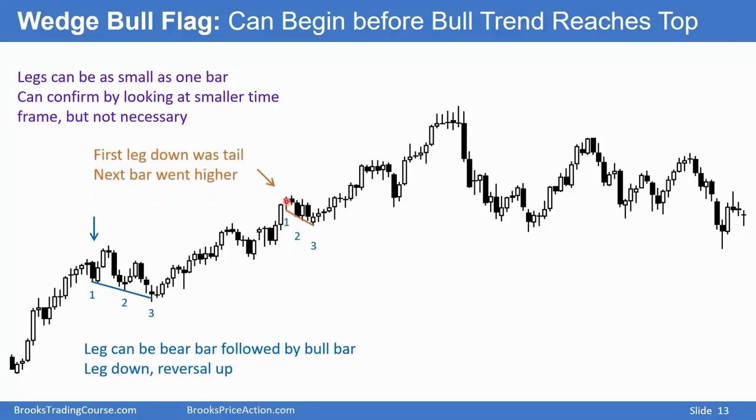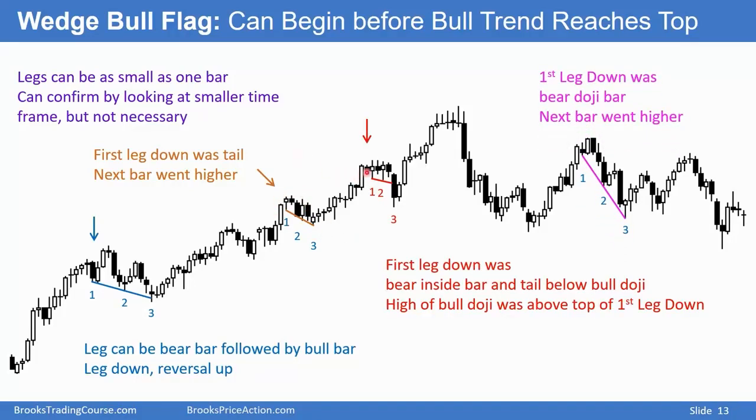Here, we have a tail. The market traded down and traded up. On a smaller time frame chart, that is a small leg 1. We have a bear bar followed by a bull bar. This is a leg 2. We have a bear bar followed by a bull bar. That means it's a third reversal up. This is a small wedge bull flag. On a smaller time frame chart, you'd see it, but you can infer it simply by looking at this, and this is all that you need to see.